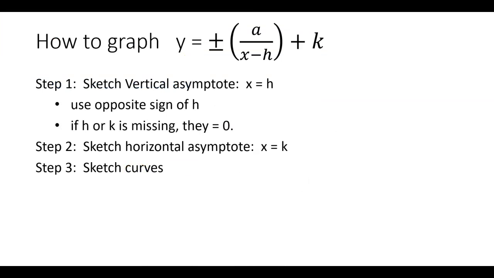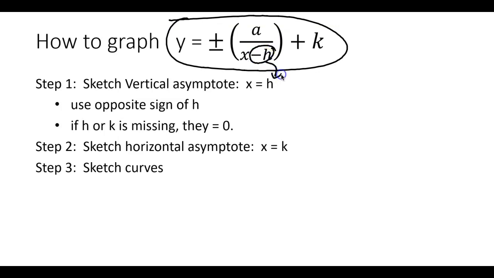Here are our steps for today. You're going to be given functions that look like this. The first thing you're going to do is sketch your vertical asymptote. That's this number here, but you're going to do the opposite of it. So if it's minus 2, the vertical asymptote will be x equals positive 2. So use the opposite sign of h. And also keep in mind, if you're ever missing the h or the k, they're just 0.